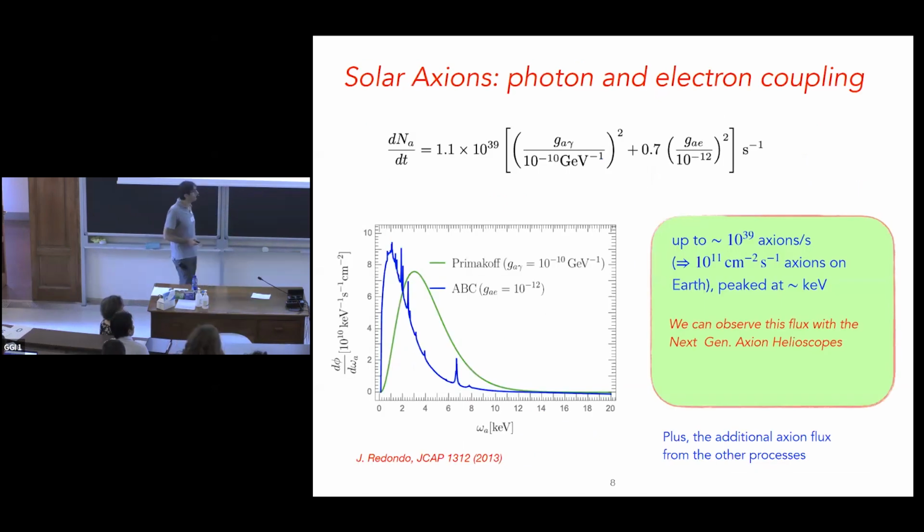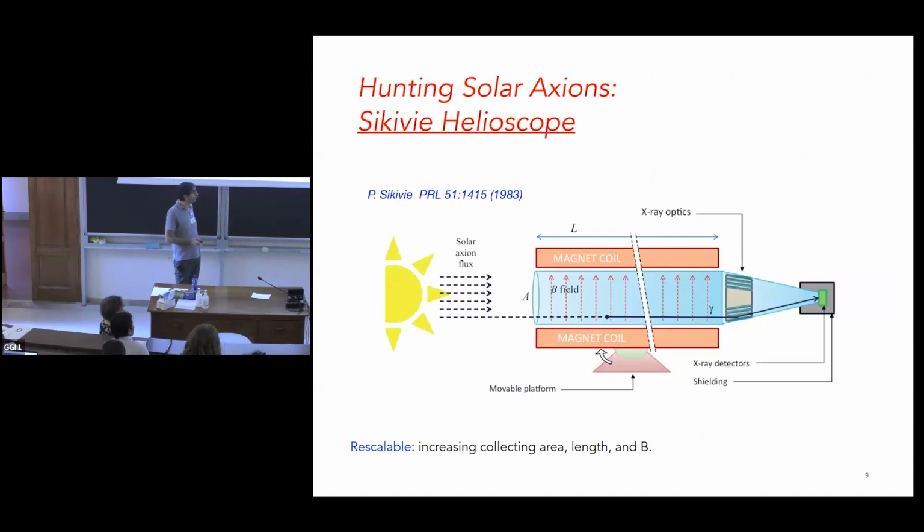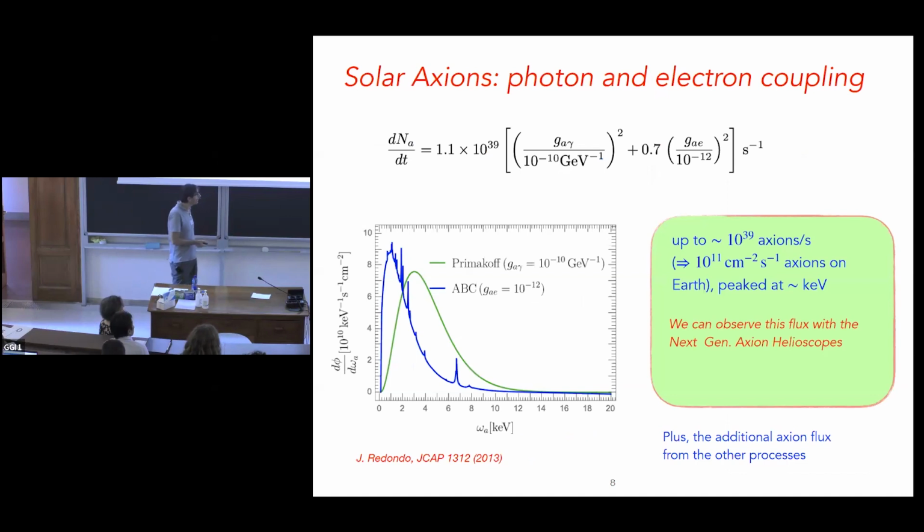If we look at the production through axion-electron and axion-photon coupling, we get this spectrum. We have this process called ABC, atomic, Bremsstrahlung, and Compton, for a specific coupling, which is this blue here. And then we have this Primakoff production, which is the conversion of thermal photons in the core of the sun into axions in the electric field of the ions and the electrons.